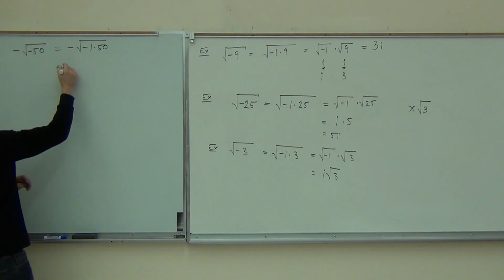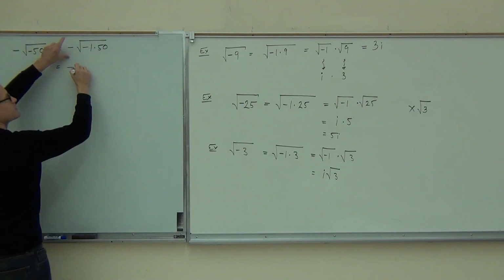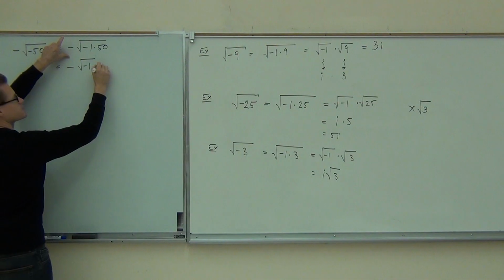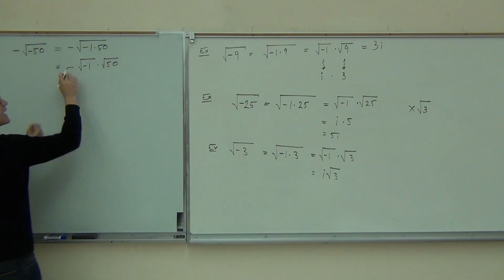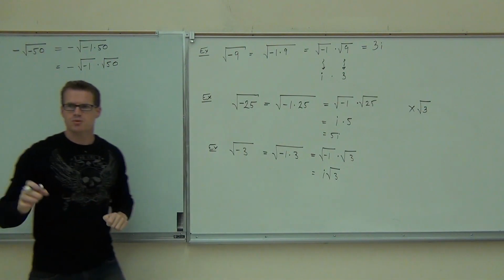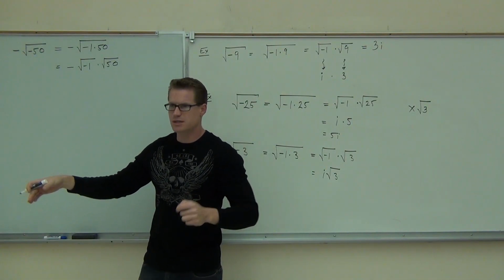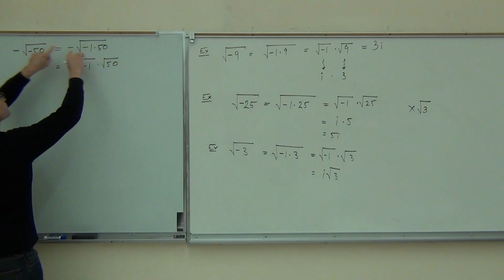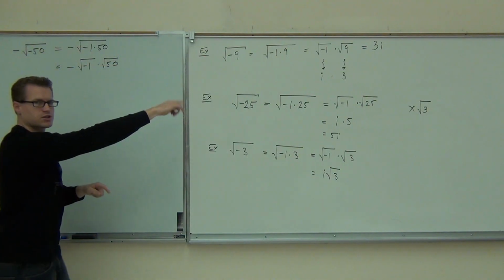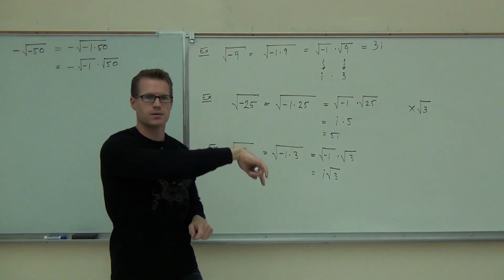So, the negative stays. Let's split that up. Square root of -1 times the square root of 50. Notice how I haven't even dealt with that negative. It's actually going to be outside of our problem the entire time. We're not even going to do anything with it. You're going to see this. We just split it up like we've done in the previous problems. So far, so good? Okay.